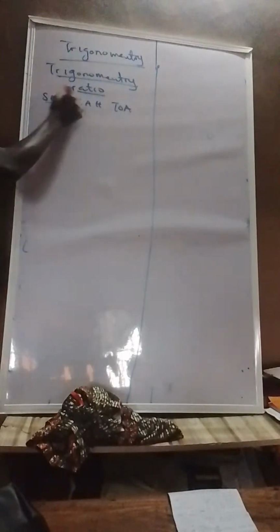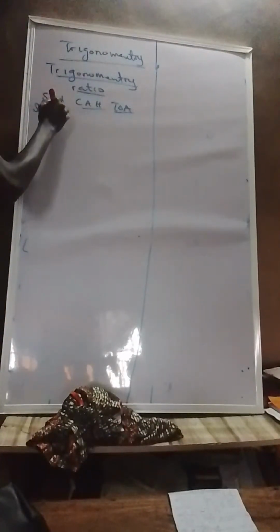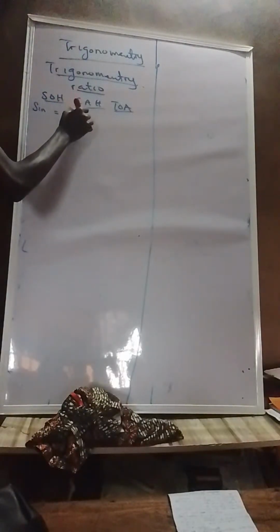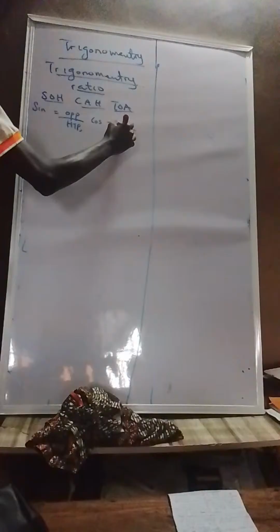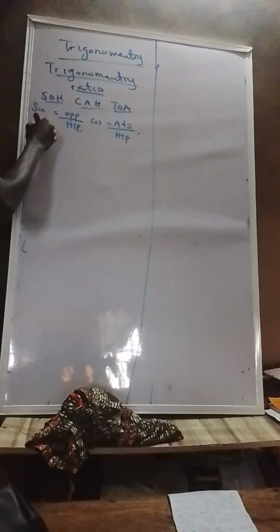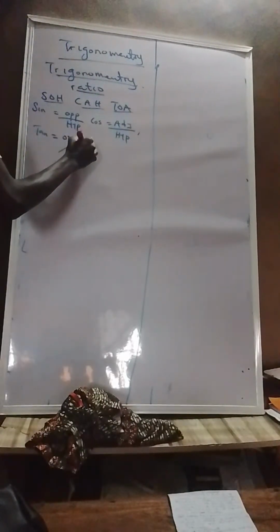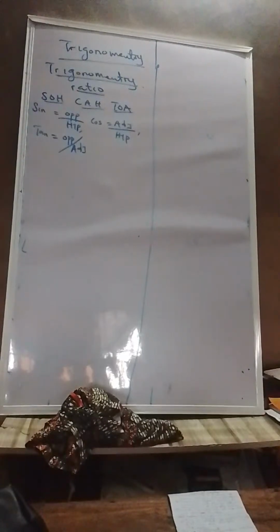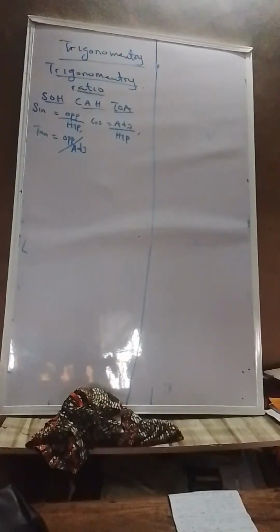SOHCAHTOA. It means that this is sine, this is cos, and this is tan. So the first one is that sine equals opposite over hypotenuse. Then cos equals adjacent over hypotenuse. Then tan equals opposite over adjacent. On the same note, in this case, we have something like this.